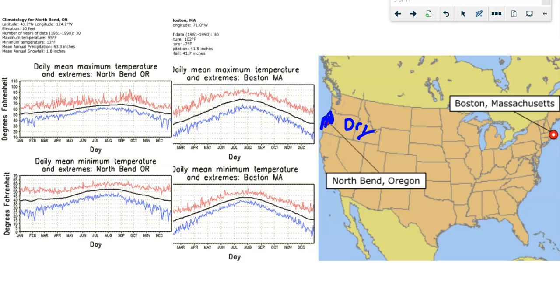If you've ever been to Bend, Oregon, it's pretty dry. Over here on the coast of Oregon, it's pretty wet. And the same thing with Washington. That mountain range here has really affected the amount of precipitation there. With Boston, why does it get less precipitation?